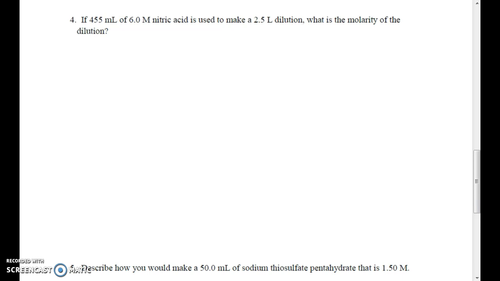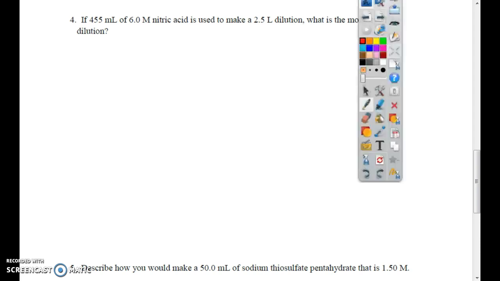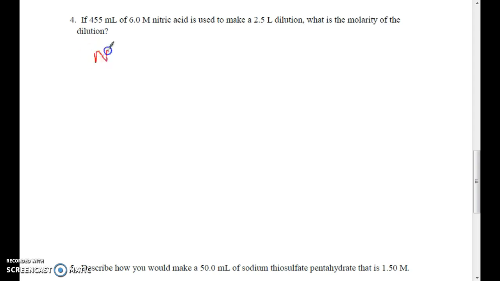So when you look at this, it says if you have 455 milliliters of a 6.0 molar nitric acid used to make a 2.5 liter dilution, what is the molarity of the dilution? So the shortcut that a lot of people will use, and it works well and it's nice and easy, is M1 V1 equals M2 V2, where the M1 and the V1 are from the stock solution. That is the more concentrated one, and the M2 and the V2 are from the diluted solution.